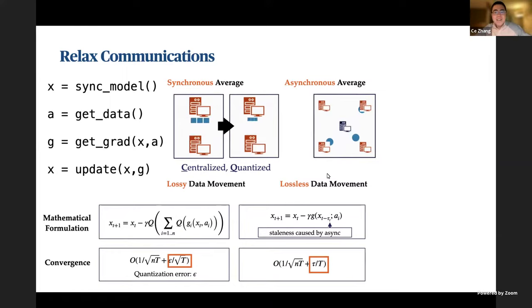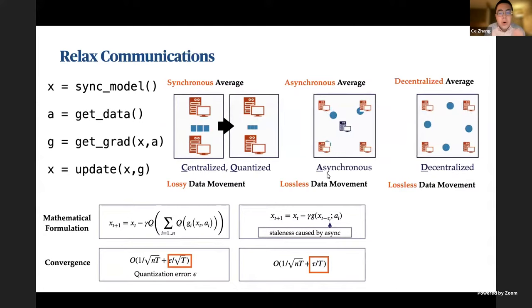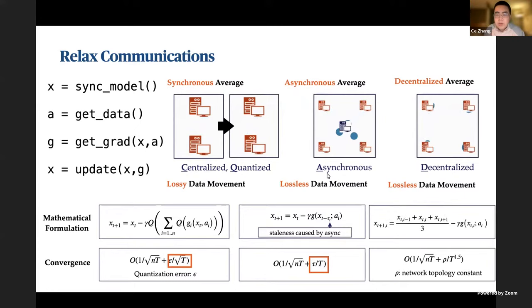So like we're talking about, there are so many different ways you can relax your communication. Another thing you can do in addition to quantizing your communication and doing asynchronous communication is to have a decentralized topology of communication. Instead of having all the machines talk to each other at every single round, you form a decentralized topology and your machine only talks to its neighbors. Here you introduce a very small penalty in the convergence. The rho here is a network constant. The denser your communication topology is, the smaller the penalty becomes.